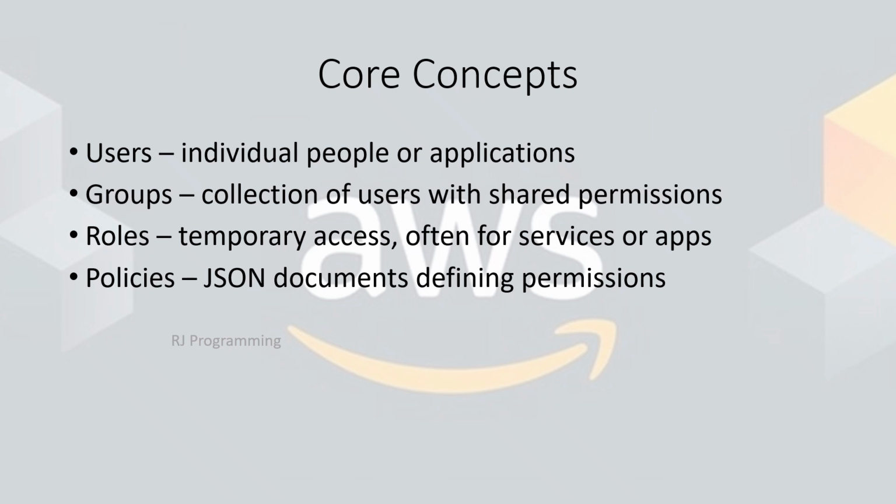Similarly, roles are different from users. Instead of belonging to a single person, roles are used to grant temporary permissions. They are often assigned to AWS services. For example, an EC2 instance could assume a role that allows it to access S3. And similarly, policies are the actual rules written in JSON format. They define what actions are allowed or denied. For example, a policy could say, allow this user to read objects from S3 but not delete them.